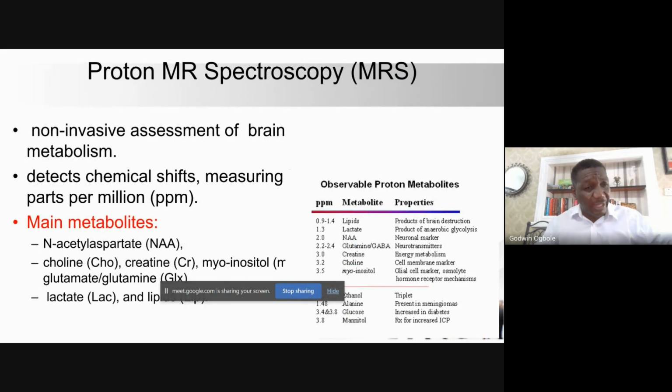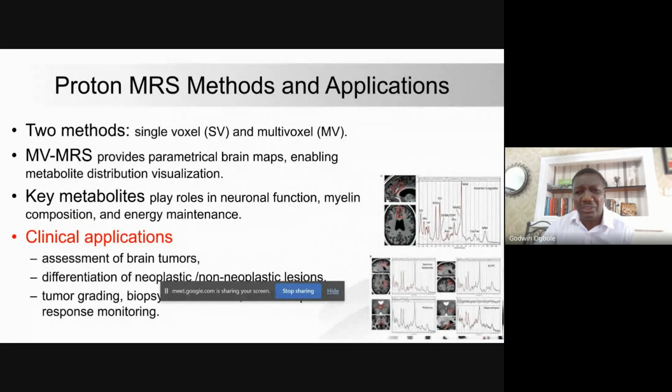Now, it is non-invasive, and it assesses metabolites within a particular tissue. There are different metabolites that can be assessed: N-acetyl aspartate, choline, creatine, and so on. Each of them responds at a particular spectral level, depending on the product. So knowing the line, you can ascertain which metabolite you are dealing with. Each of them has a normal spectrum that is expected. When that normal spectrum is distorted, the distortion is what is used to characterize the tumor.